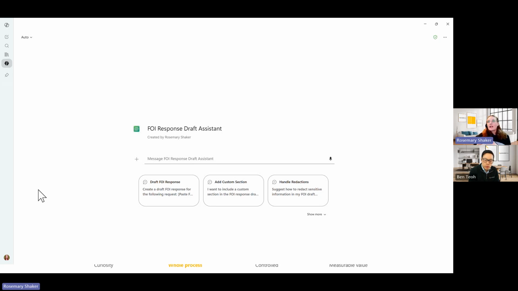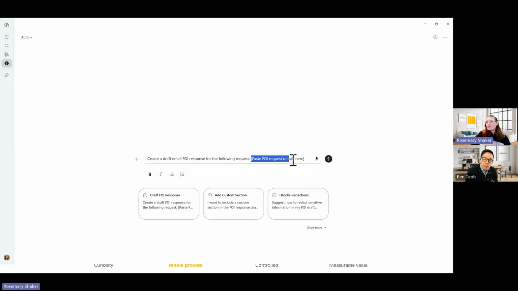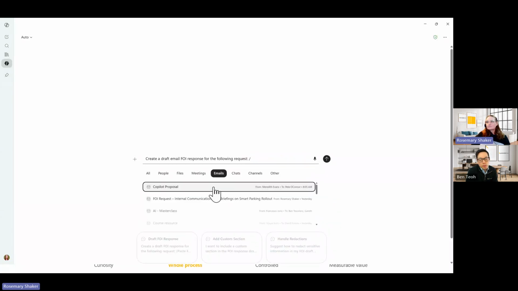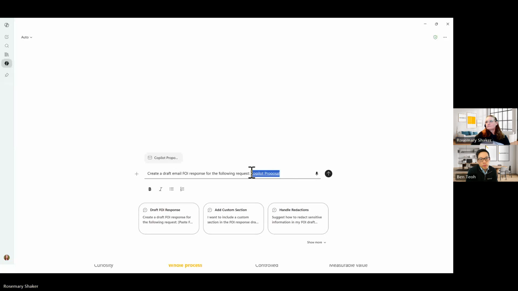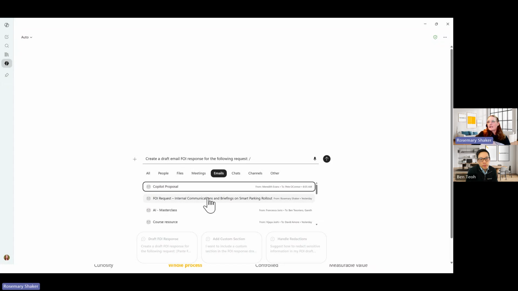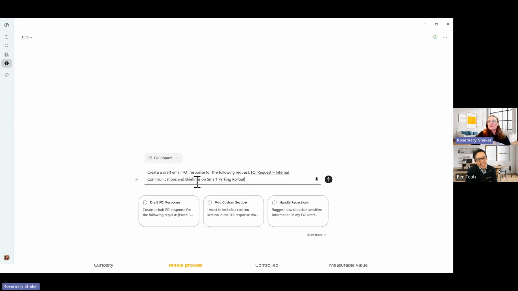And as we were working with the client, there was an individual there who says, actually, I need to get consistency in how I draft my response. So we drafted up an agent so that they could have that consistency. So here, we want to create a draft. I'm just going to pop in an email there to respond to a particular email request that they got in. So we'll just add that email in here. Oops, not that one. I know it's a live demo, everyone. So this is a freedom of information request for internal communication and briefings on a smart parking rollout.